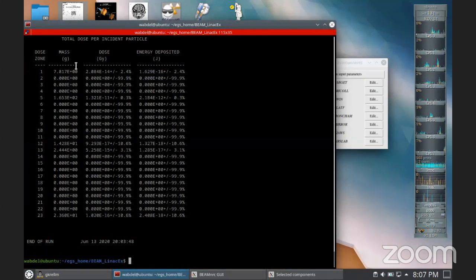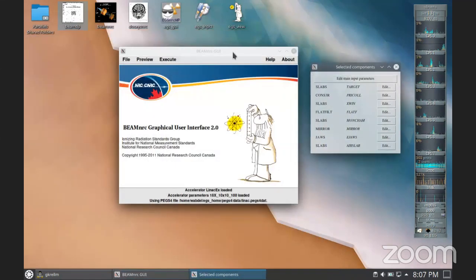What's this? Oh, this is the mass of the region, and this is the energy deposit. So at the end of the list file, you will get a list of the doses and their uncertainties. I think 5 was where we selected our chamber. So that's it. Okay, any other questions?